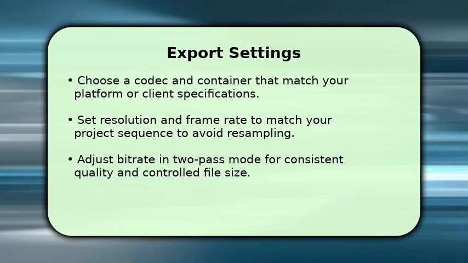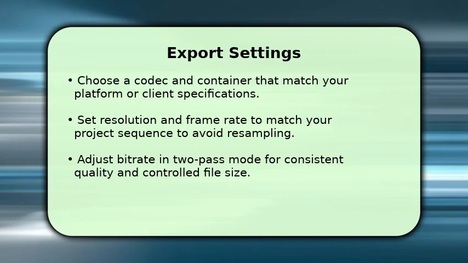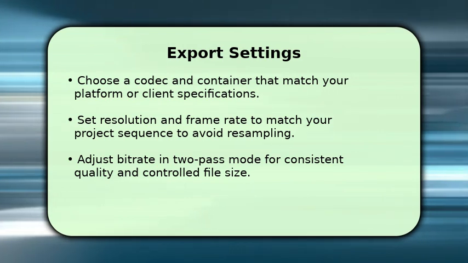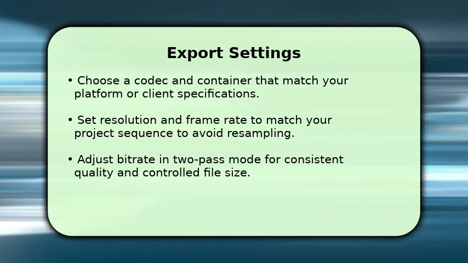Select a codec and container that fit where the video will live, like H.264 for streaming or ProRes for masters. Match resolution and frame rate to your sequence to avoid odd scaling. Use 2-pass bitrate for predictable quality and smaller files, and consider variable bitrate for complex motion.